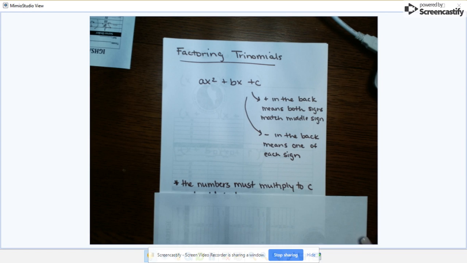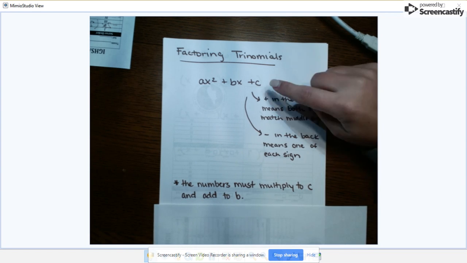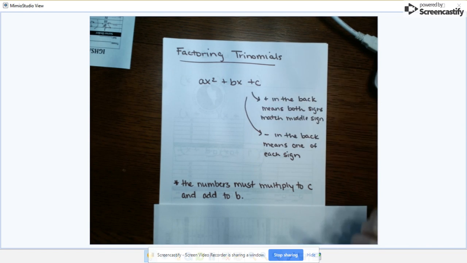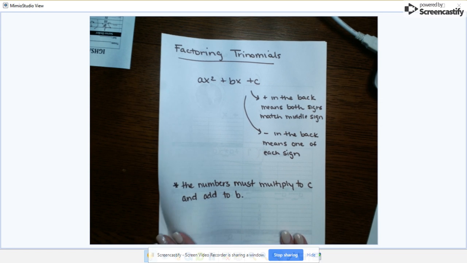But another rule or a hint, the numbers that I choose for my parentheses must multiply to c, but they must also add to b. So let's get to a couple examples.